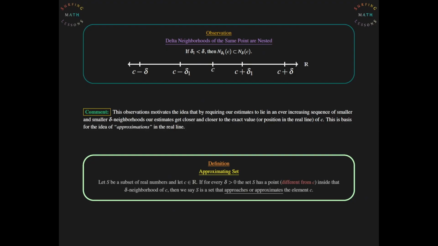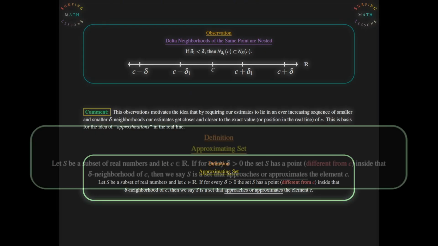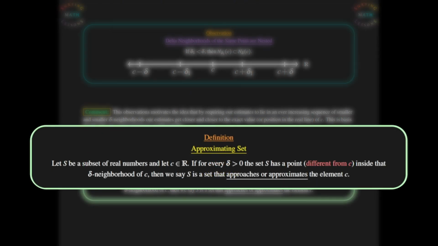Definition: let S be a subset of real numbers and let c be a fixed real number. If, for every delta greater than 0, the set S has a point inside the delta neighborhood of c which is different from c, then we say that S is a set that approaches or approximates the element c.